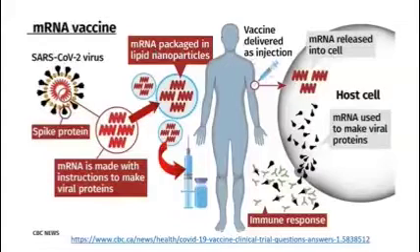The vaccine is delivered as an injection. The mRNA is released into the host cell. The mRNA is used to make viral proteins inside, so thereby antibodies are developed and give an immune response. And if you're interested in more, this is a very good article in CBC News.